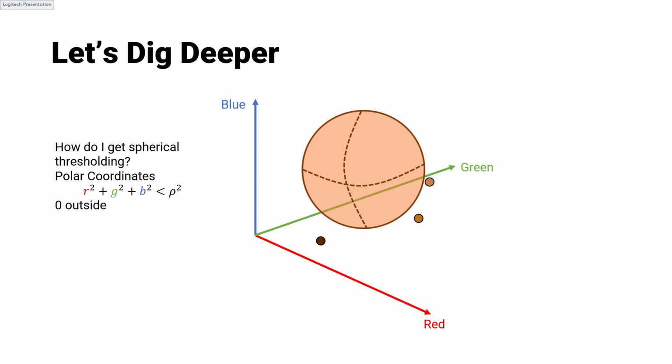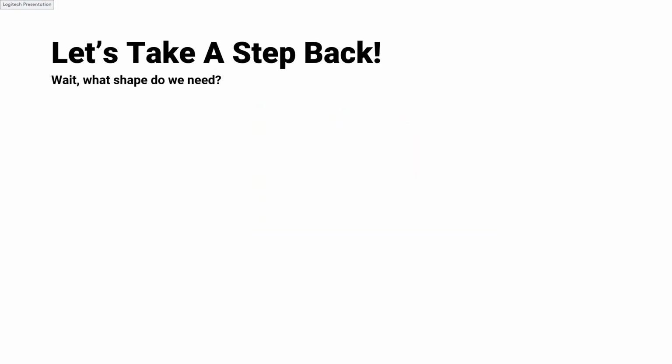Again, remember that here the R, G, and B values have had the mean value of the sphere where the sphere is going to be located subtracted. Great. So now let's take a step back. The question is, what shape do we need?